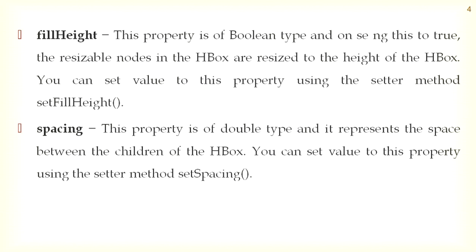The second one is fill height. This property is of Boolean type and it arranges the resizable nodes in the horizontal box. You can set a value to this property using the setter method setFillHeight. The third one is spacing. This property is of double type and it represents the space between the children of the HBox. You can set a value to this property using the setter method setSpacing.